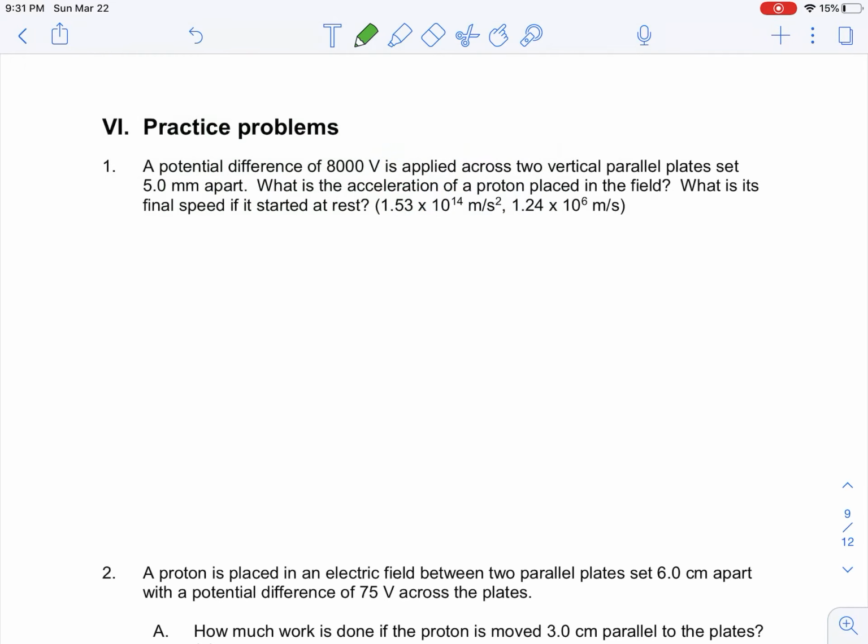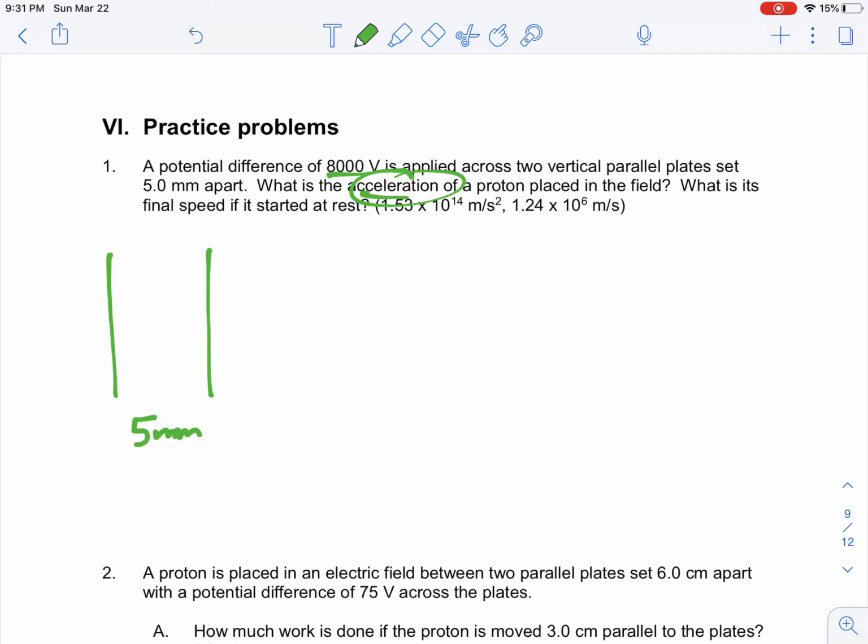There we go. A potential difference is applied across 2 plates, vertical plates, okay? And they're set 5 millimeters apart, which is very tiny. What's the acceleration of a proton placed in the field? And what is the final speed if it started from rest? Okay, so 2 separate questions.